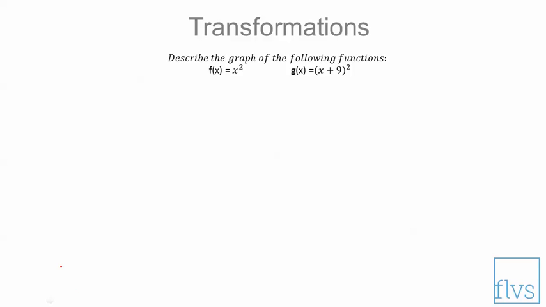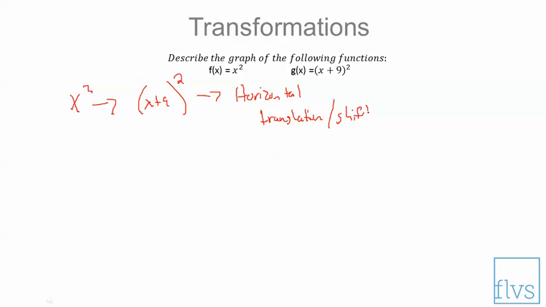Now take a look at this one. You had x squared originally, and then you went to (x plus 9) squared. So again, I added something to the x, but what's different about this one from the last one is that I added it inside the parentheses. When it's inside the parentheses, it's going to be a horizontal translation, or again, a shift, okay?